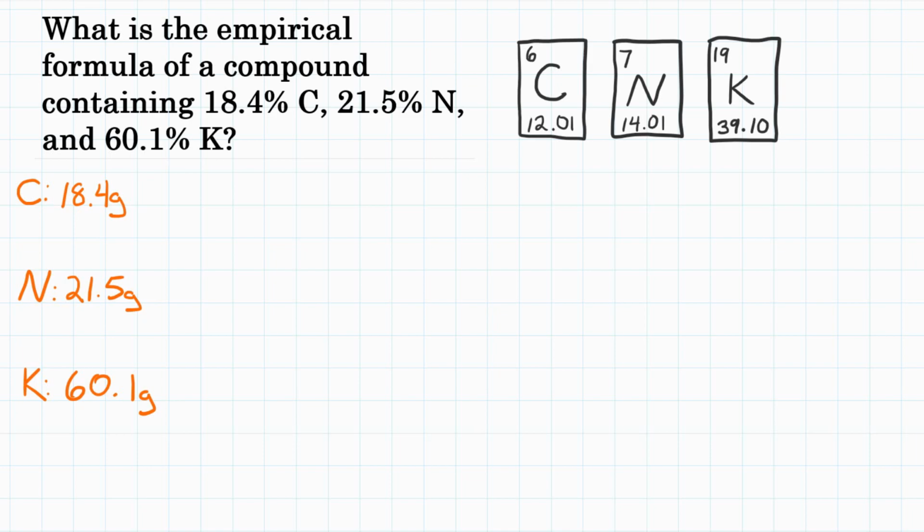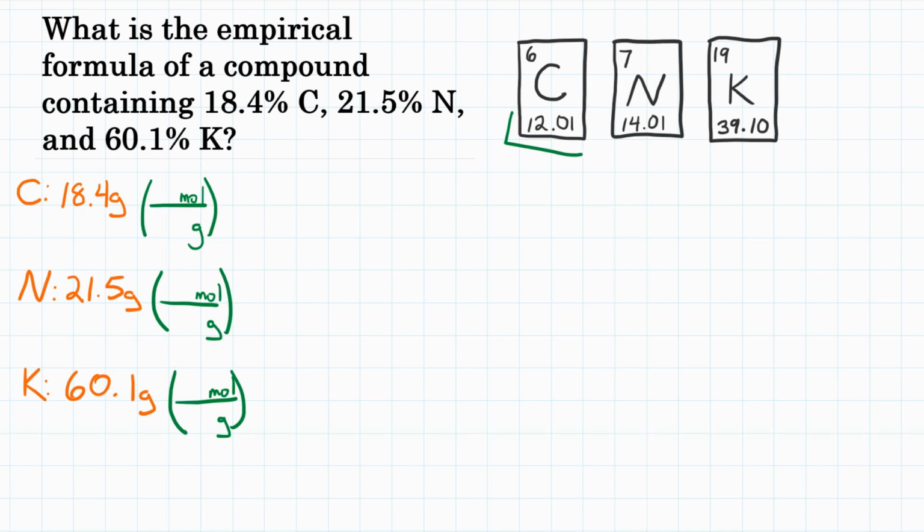Next step, we want to convert these grams to moles so we can get our mole ratios. To do that, we are going to multiply by a conversion factor. We're going to multiply by a fraction. We're going to want to cancel out our grams and be left with moles. So grams will go on the bottom and moles will go on top for each of these conversions. We need to know the relationship between grams and moles for these elements. To find that, we look on the periodic table.